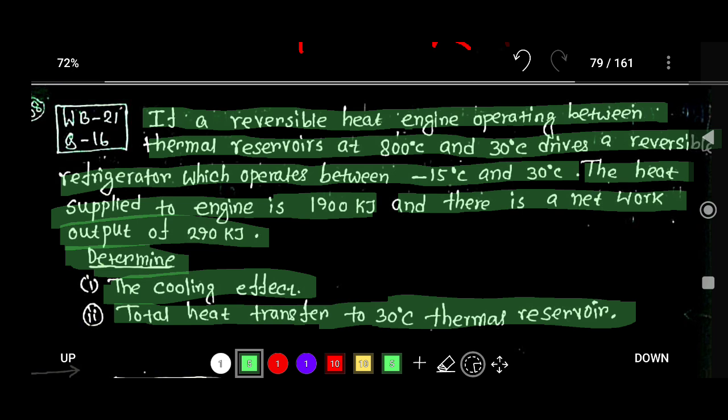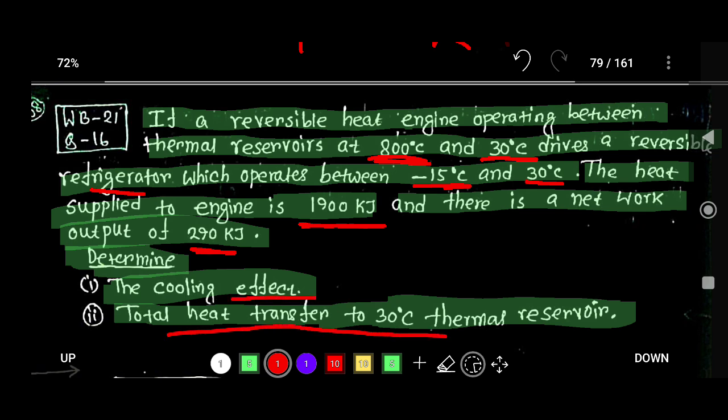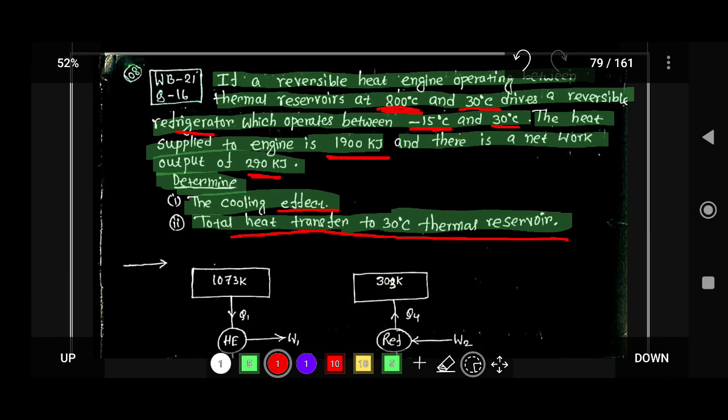So what is given in the question? The engine operates between 800 degrees Celsius and 30 degrees Celsius, and the refrigerator operates between minus 15 degrees Celsius and 30 degrees Celsius. The heat supplied to the engine is 1900 kilojoule and the net work output is 290. So these data are given. You have to find out the cooling effect and the total heat transfer to the 30 degrees Celsius thermal reservoir.